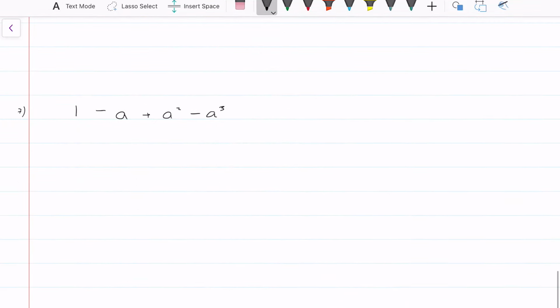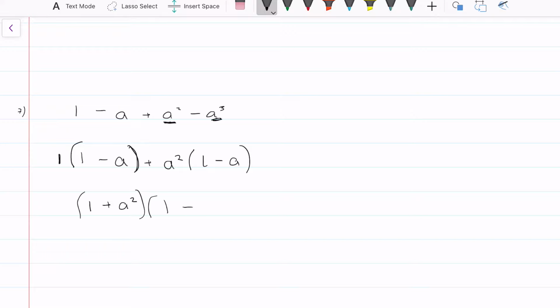Okay, and the last question for this tutorial. So this one, we're not really sure what we have to do, but I see that there's an a squared and an a cubed. So I think if we take out an a squared here, we might be able to do something. So let's pull out an a squared. So we have 1 minus a. And again, we can just assume that there's an invisible 1 there, put brackets around it, and then group these two together, and we get 1 plus a squared times 1 minus a. And that is the final answer.